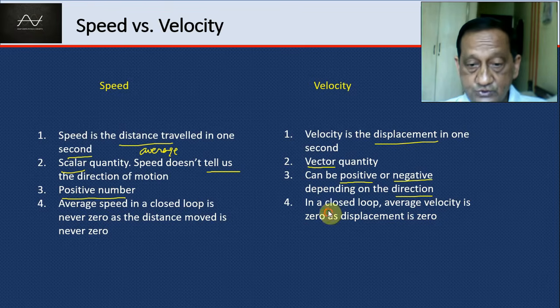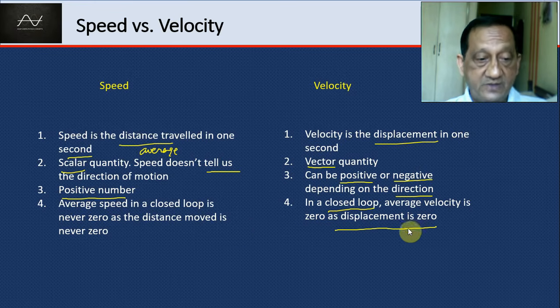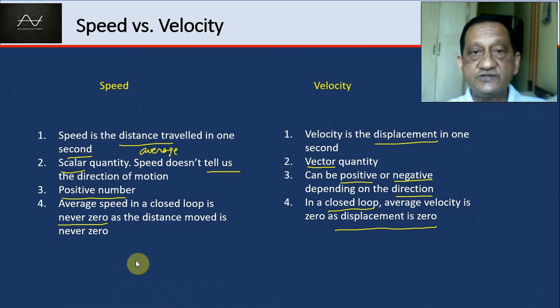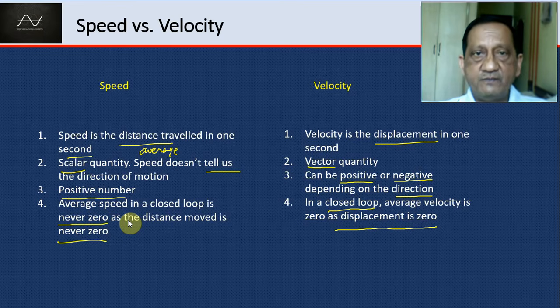In a closed loop, the average velocity is zero because the displacement is zero, but average speed in a closed loop can never be zero, as the distance moved is never zero. Like we talked about in the last lecture, if a body is moving, the distance covered by it is only going to increase. It is not going to stay constant, nor is it going to decrease. It is moving, right? So it is covering some distance all the time. So the distance covered can't decrease, and it can't remain constant.